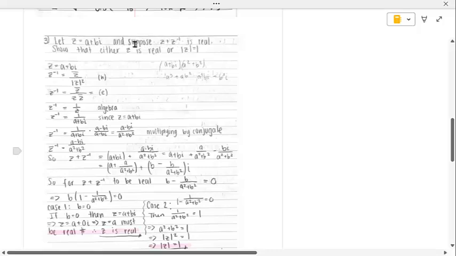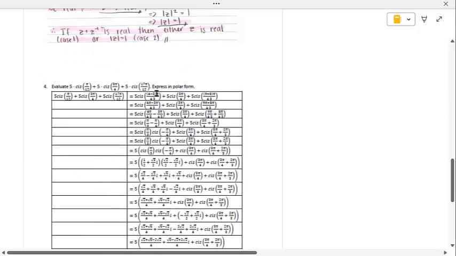Kind of interesting that these two very different cases give the same result. To make that real, it's kind of interesting. Okay. All right, last one. So evaluate this expressed in polar form.